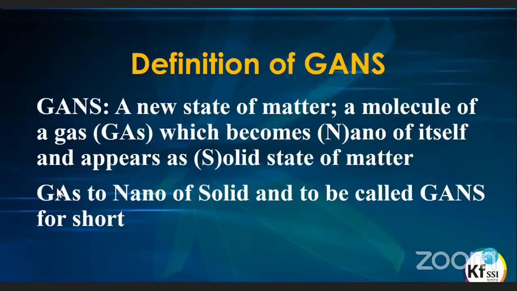So what is the GANs? Definition: it's a new state of matter, a molecule of a gas, which becomes nano of itself and appears as a solid state of matter. So that's where we get the short term of GANs from.